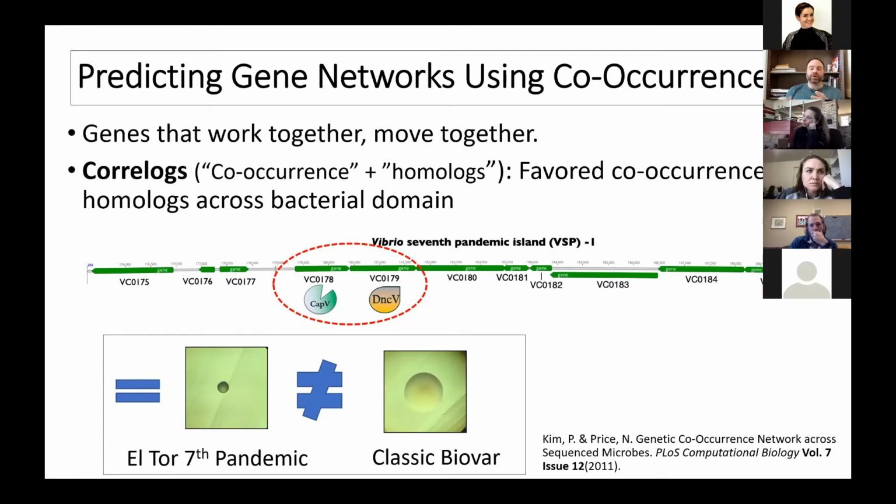And so Kim and Price are a team who looked at this quite a bit in 2011, and they coined the term Correlogs, which is a mashing together of the words co-occurrence and homologs. And what Correlogs really is considering is the favored or non-favored co-occurrence of a homolog of genes across the bacterial domain. So how do we get this Correlogy score?